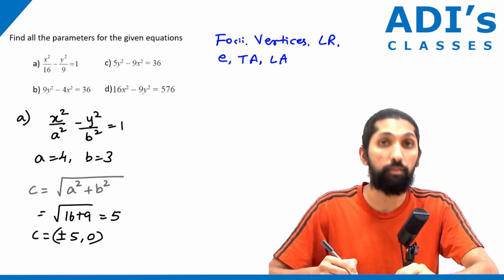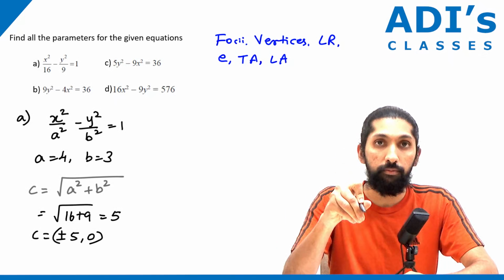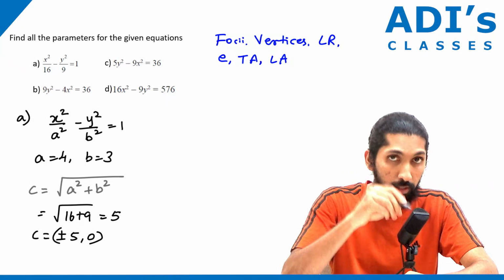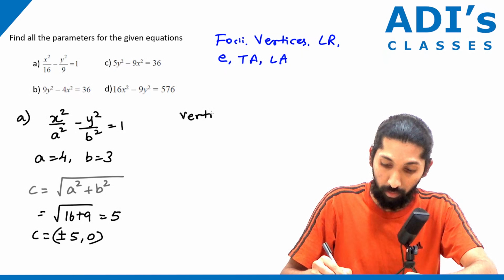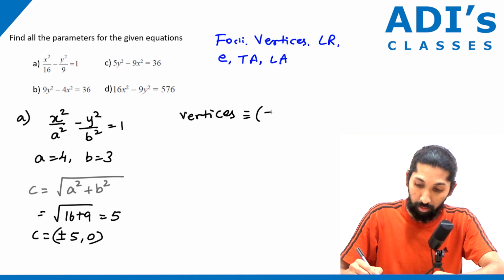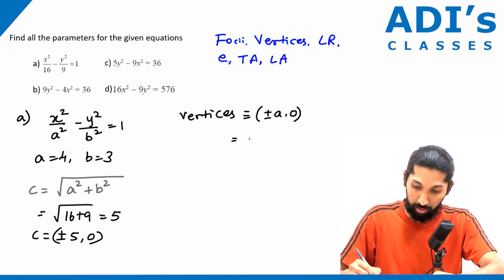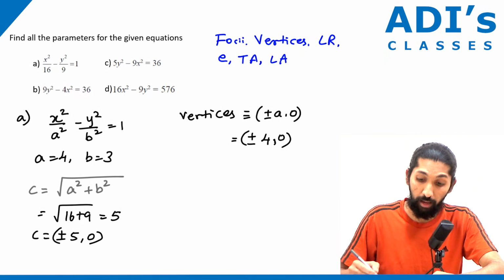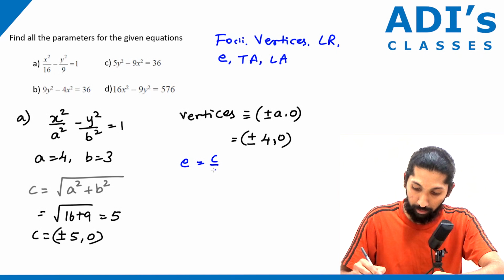Then we'll calculate the vertices. Now, since x is positive, that means it's a transverse hyperbola, correct? So, for a transverse hyperbola, the vertices are plus or minus a, comma 0, isn't it? So what do we get? Plus or minus 4, comma 0. These are the vertices. Then we have the eccentricity. Eccentricity e is equal to c by a.